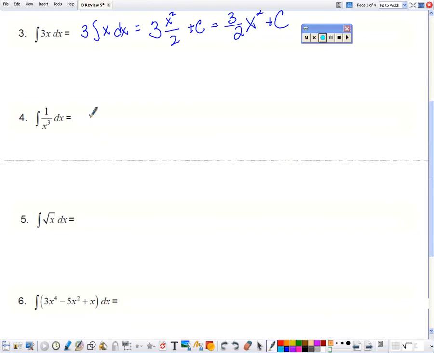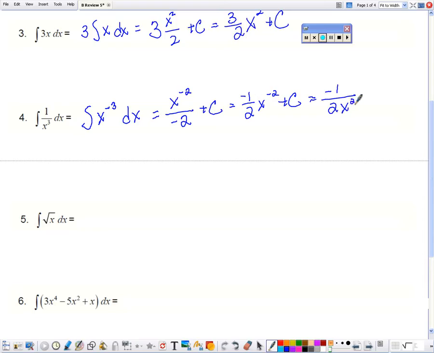I'm going to rewrite 4 as well before I start to find the antiderivative. Instead of 1 over x to the third, we write that as x to the negative third. So negative 3 plus 1 is negative 2. So I'm going to rewrite this as negative 1 half x to the negative 2 plus c, but I don't like that negative exponent. So I'm going to move that to the denominator, and here's our final answer.